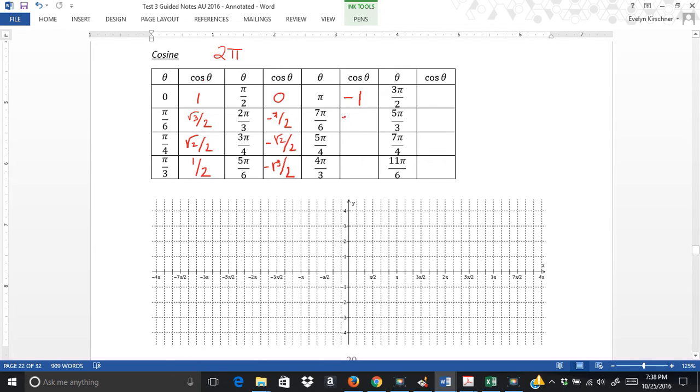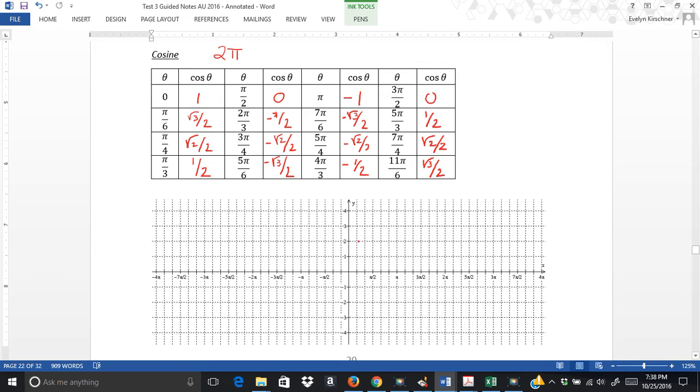It's still negative, so it's negative radical 3 over 2, negative radical 2 over 2, and negative 1/2. And then I have 0 again, and then I have positive 1/2, radical 2 over 2 and radical 3 over 2.